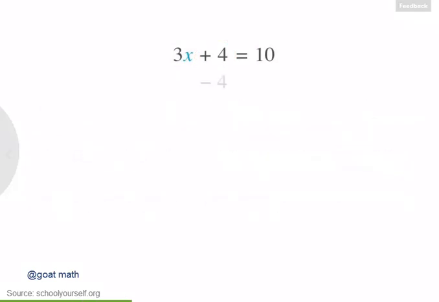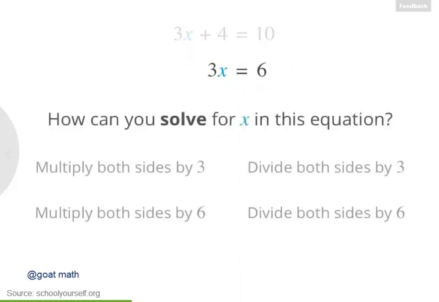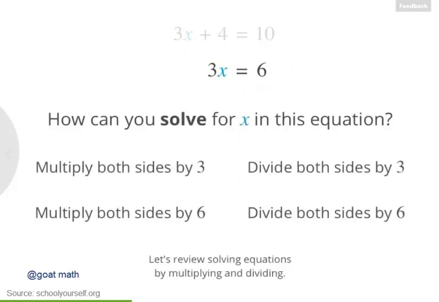Okay, let's subtract 4 from both sides. On the left, we have 3x plus 4, then minus 4, so the 4's cancel out, leaving us with 3x. Perfect. And on the right, we have 10 minus 4, which equals 6. Okay, so now let's try to solve this simpler equation. What's the next step we should take so we have just an x by itself on the left side?